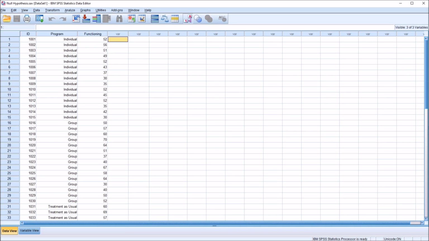I have here in the SPSS data editor fictitious data. I have an independent variable named program. This has three levels: individual, group, and treatment as usual. So this is individual counseling, group counseling, and whatever treatment was in place before the study was commissioned, the treatment as usual. And then we have a dependent variable named functioning, and this is measured at the continuous level.